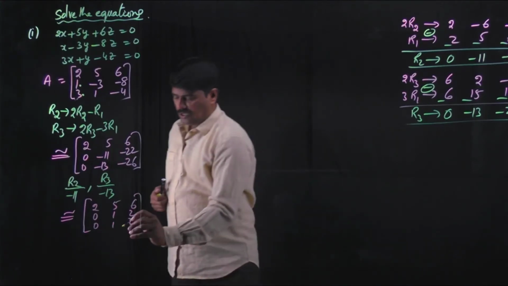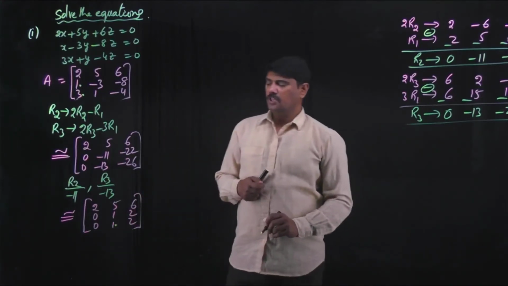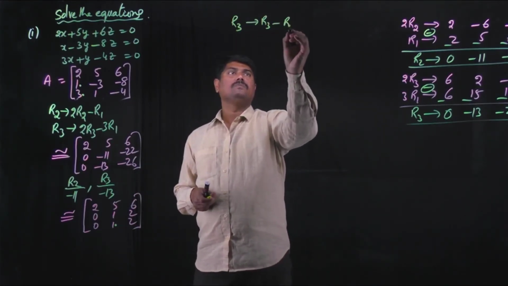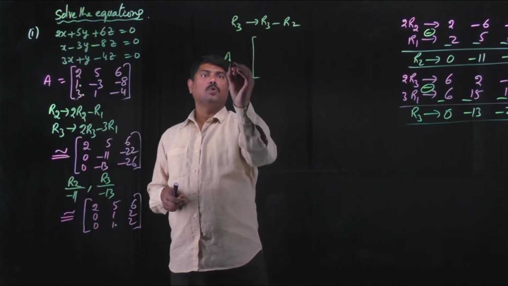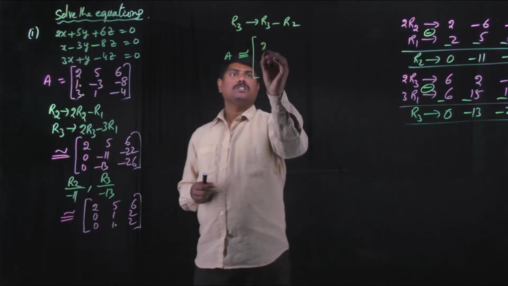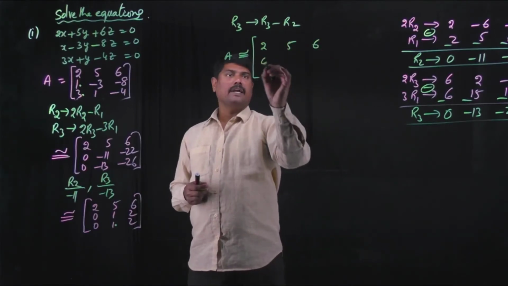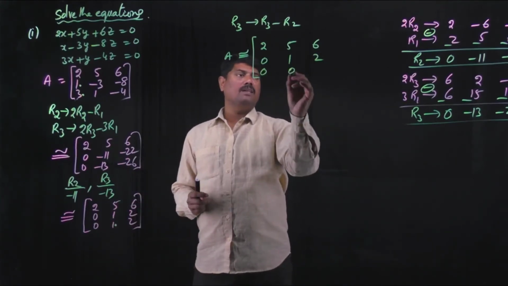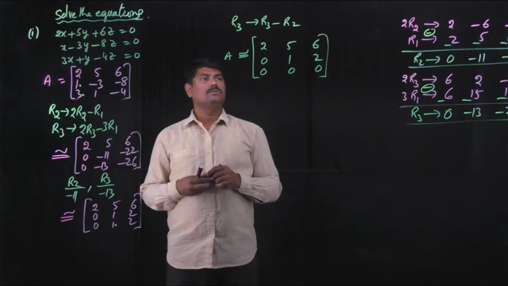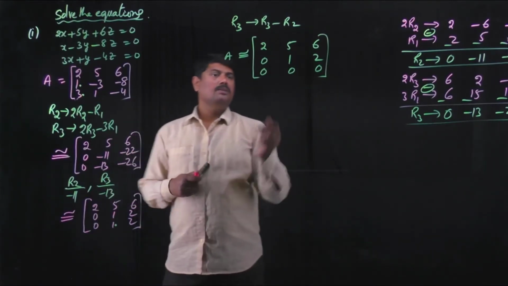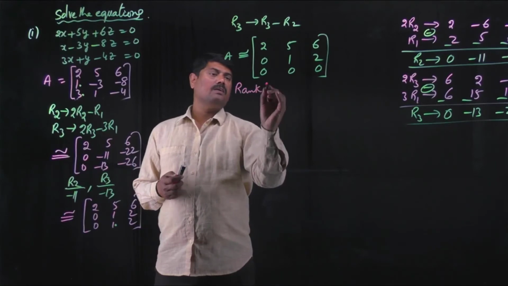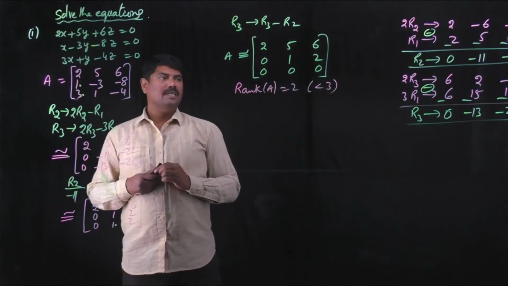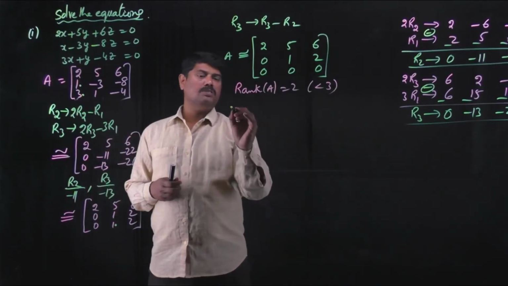To convert to echelon form, you need to change that one to 0. That's why you have to apply R3 as R3 minus R2. Now the coefficient matrix A becomes like this. First row remains the same, 2, 5, 6. Second row remains the same, 0, 1, 2. Two similar rows, subtracting, get all values 0. So clearly you can decide the rank of A is 2, which is less than 3. So you can decide the given equations have an infinite number of solutions.